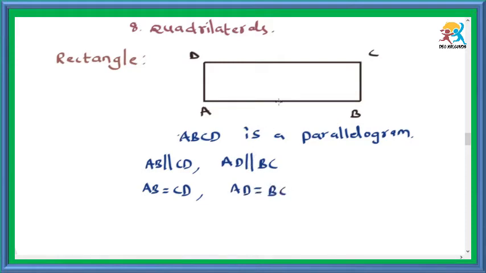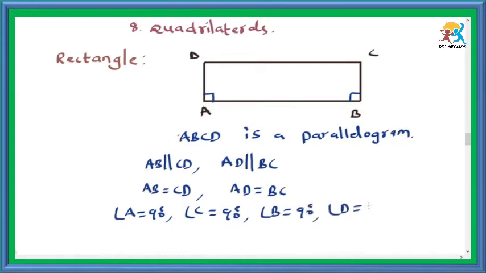Just observe one thing, the angle between the two adjacent sides is 90 degrees. So angle A is 90 degrees, then its opposite angle, that is angle C, is also 90 degrees, and the sum of adjacent angles is 180 degrees. That is why if angle A is 90 degrees, then angle B is also 90 degrees. To get 180, definitely it will be 90, and angle D is also 90.